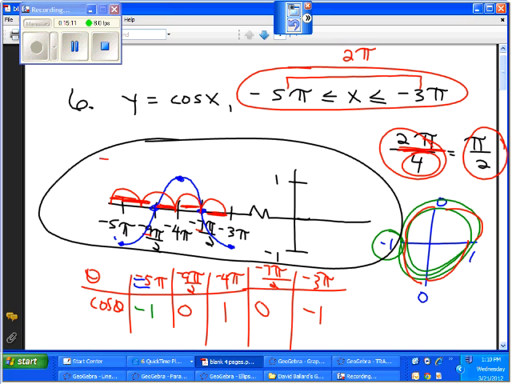Now, the negative 5 pi is actually negative 10 pi over 2. So if I increase by pi over 2, I'm one bigger, which is negative 9 pi over 2, then negative 8 pi over 2, negative 7 pi over 2, negative 6 pi over 2, negative 5 pi over 2. And then some of those reduce and some of those don't. Okay? Any other questions?